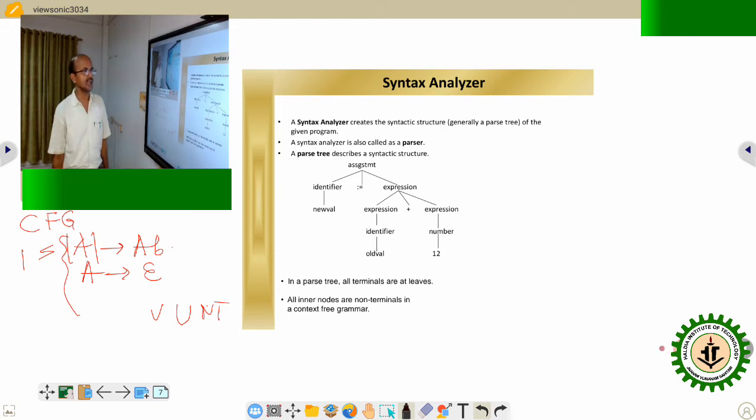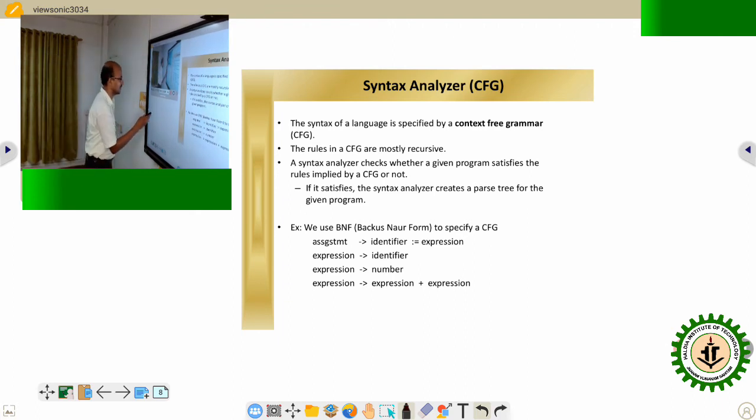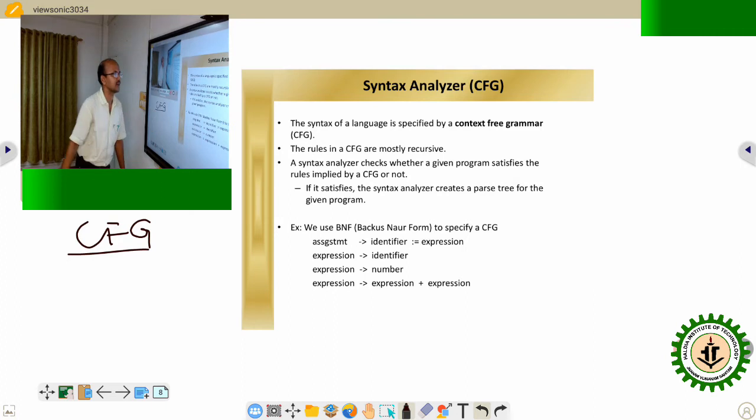Okay, now underlying the syntax analyzer there will be one context-free grammar. We have already said that a context-free grammar is used to define the syntax of a language, meaning how the sentence will be written and how the identifiers will be generated. They are all defined by the context-free grammar. Okay, and one context-free grammar for the previous sentence is given here as per the Backus-Naur form.